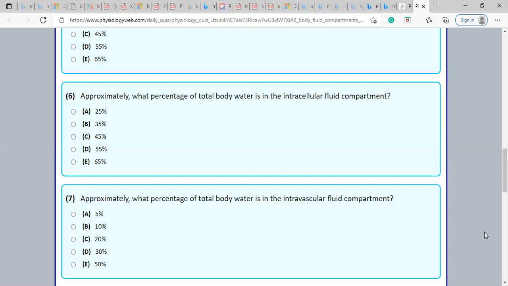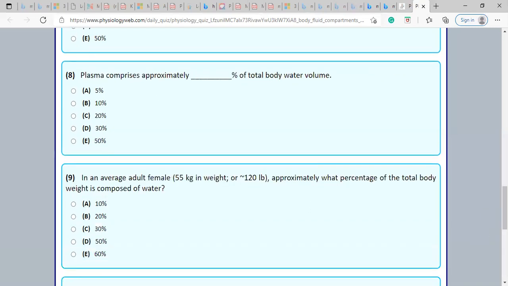It shouldn't be. Maybe the question they wanted to ask you was what percentage of extracellular fluid is in the intravascular fluid compartment. So what percentage of 14 liters is in the intravascular fluid compartment? Maybe that was what they wanted to ask. But let's see the other question. We'll check the answer.